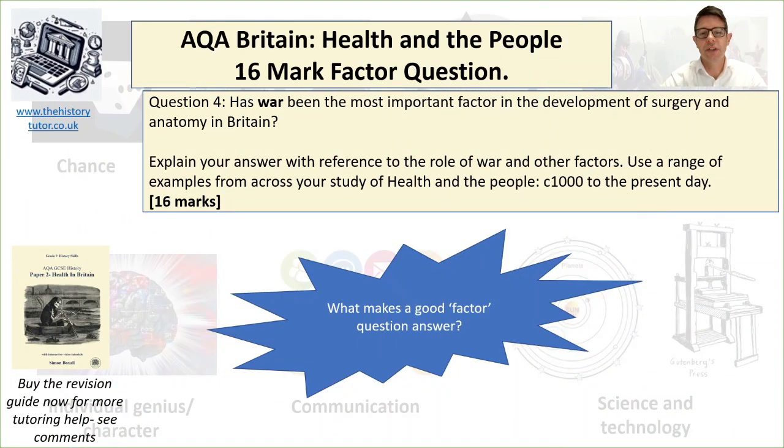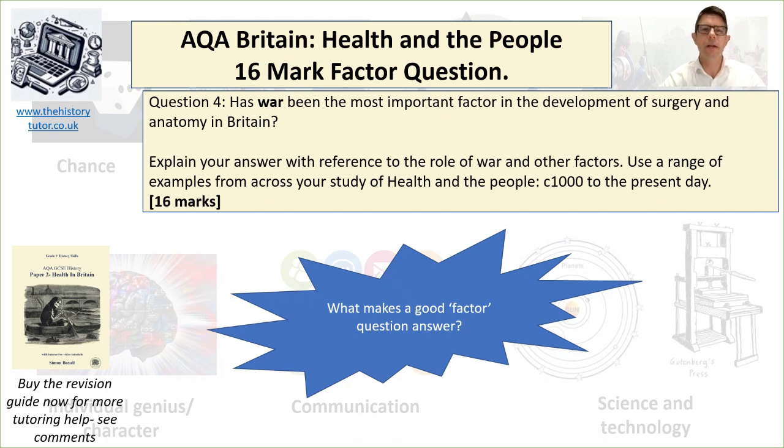Okay, so here's our question. Has war been the most important factor in the development of surgery and anatomy in Britain? Explain your answer with reference to the role of war and other factors. Use a range of examples from across your study of health and the people from 1000 AD to the present day. 16 marks. So find this question in your revision guide and then start to list some ideas.